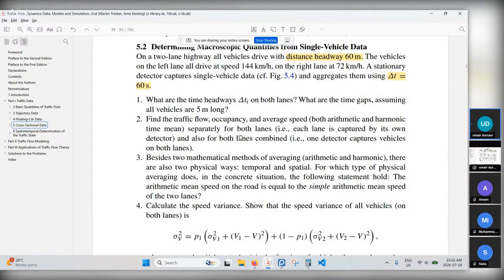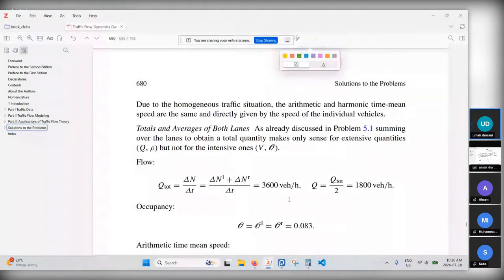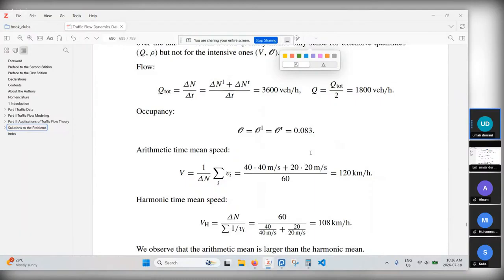So that is for individual lanes. For both lanes, again, what was discussed before, we take the summation of the flow and both lanes have the same occupancy. And then we take the arithmetic time mean speed and also the harmonic mean speed formula for getting the overall speeds. For the arithmetic time mean speed, if you notice here, we have 40 vehicles that are passing at a speed of 40 meters per second.